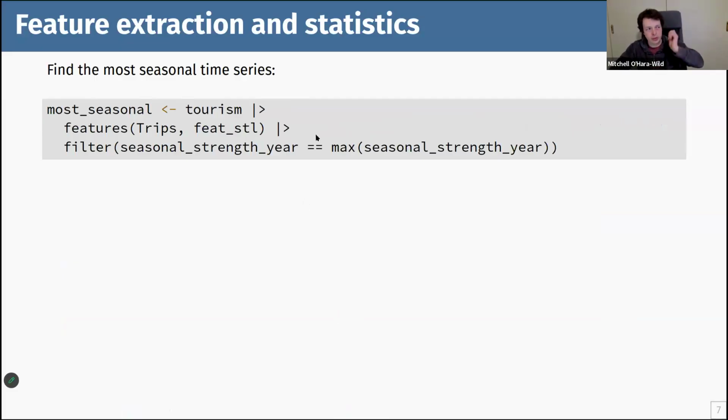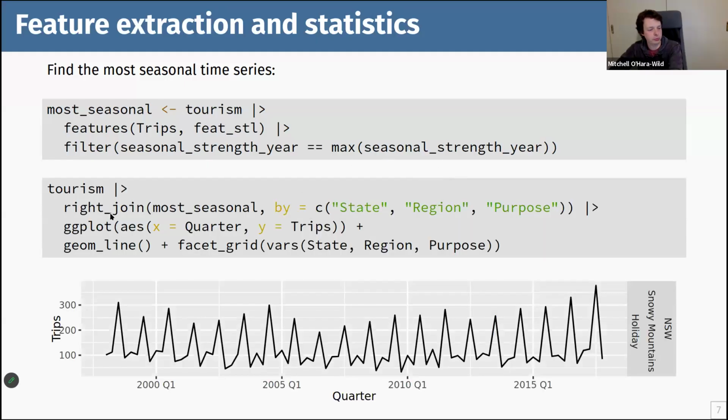Now, previously we calculated the most seasonal time series by sorting the data. You could also use the filter function to do this. Here I'm finding whatever row is equal to the maximum seasonal strength. And sure enough, we find the Snowy Mountains holiday purpose is the most seasonal. Now this code is a little bit fancier than what we did earlier. What we're doing is a right join, which keeps only the rows of tourism, only the time series that match the key variables, state, region, and purpose of the data set containing only the most seasonal values.